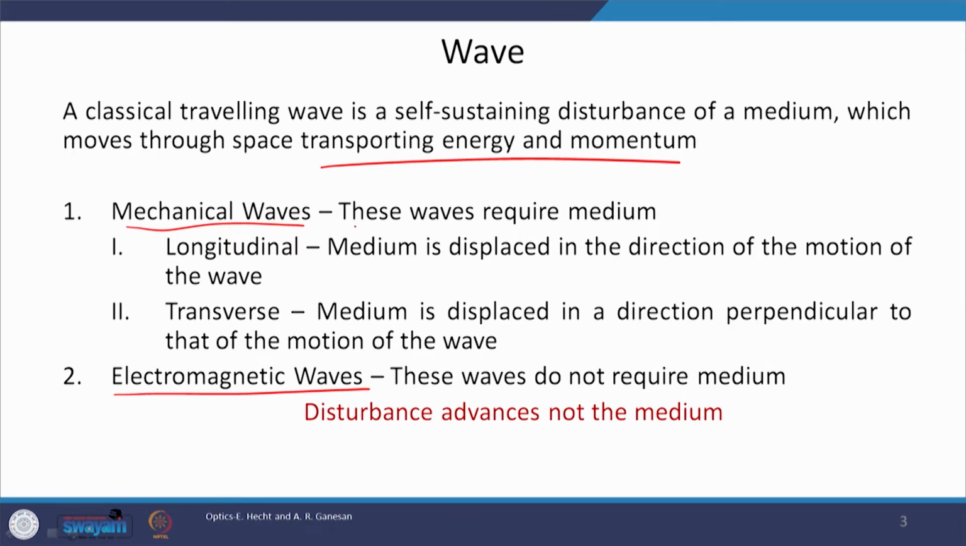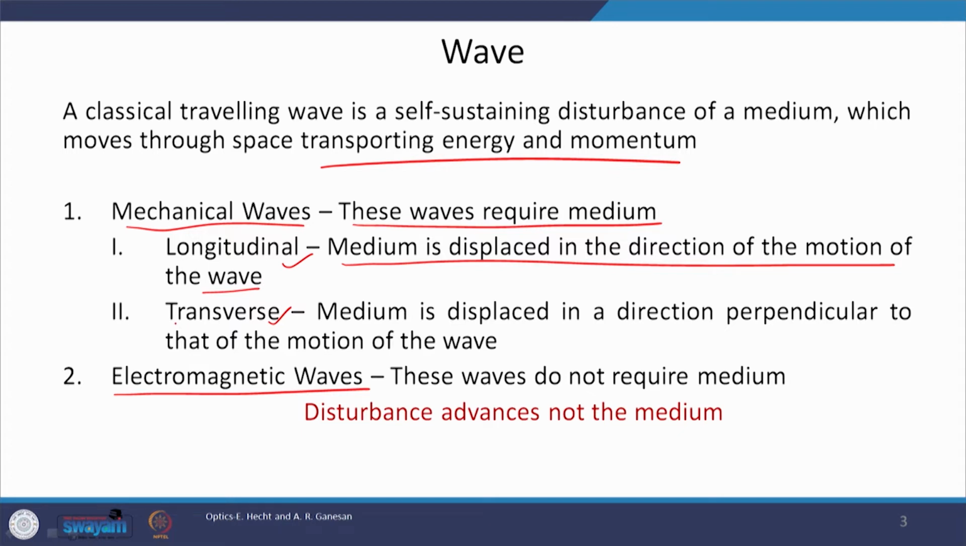Now, mechanical waves require a medium to propagate, and these waves are subdivided further into longitudinal wave and transverse wave. In longitudinal wave, the medium is displaced in the direction of the motion of the wave. Sound waves propagating in air come in this category. When we speak, contraction and rarefaction of air happens, and through this, the sound energy propagates and goes to our ears, where it resonates with our eardrum and then we hear the sound.